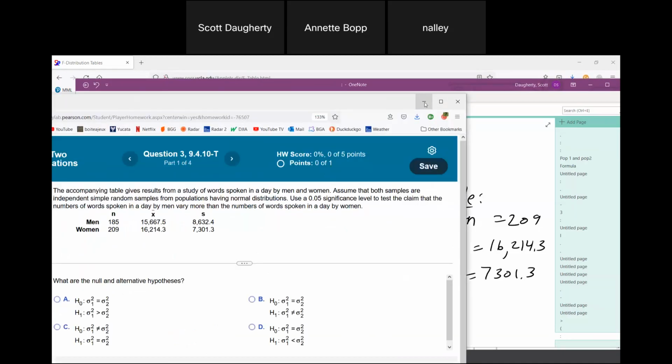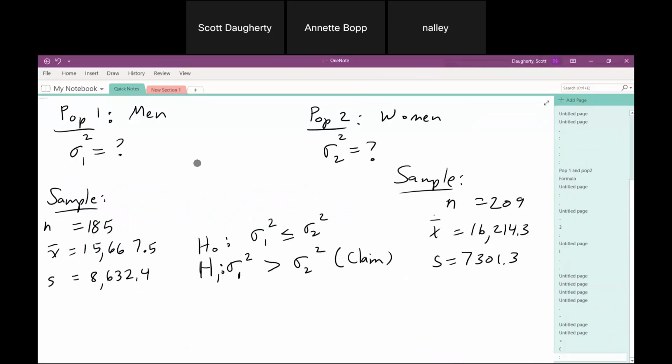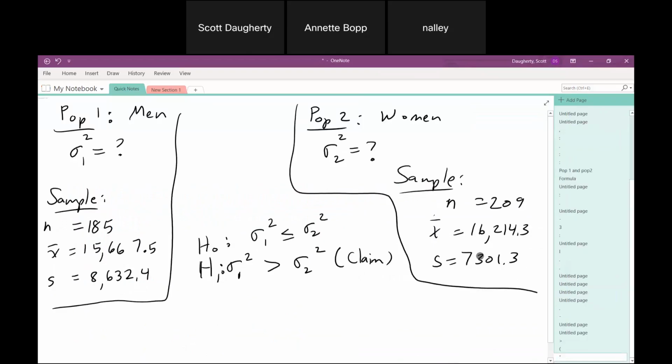Okay, so to test the claim, they sample the men and they sample the women, right? And this is what they get. Now, this is where you can't just arbitrarily pick population one to be men or women. You have to decide it based upon the one that has the larger sample standard deviation, which has to be labeled one. So if you look at these two sample standard deviations, this one's the larger one. That one is the one that's labeled one.